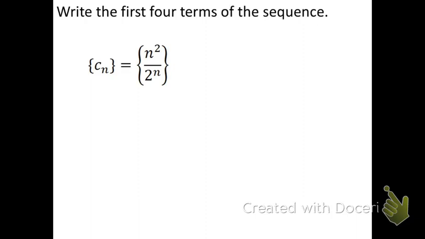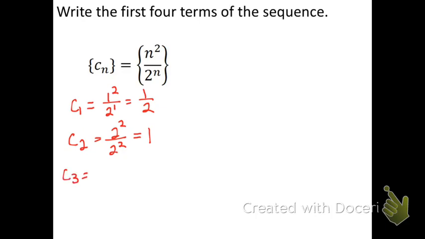Let's write the first 4 terms of this sequence C. So C sub 1, now we're just going to plug in 1 for n. So C sub n is n squared over 2 to the n. C sub 1 is 1 squared over 2 to the first power, which is just 1 over 2, or 1/2. C sub 2 is 2 squared over 2 to the second power, and 2 squared over 2 squared is just 1. C sub 3, or the third term, would be 3 squared over 2 to the third. So 3 squared is 9, and 2 to the third is 8. So 9/8. And if you could simplify the fraction, of course you would. Simplify as far as you can.